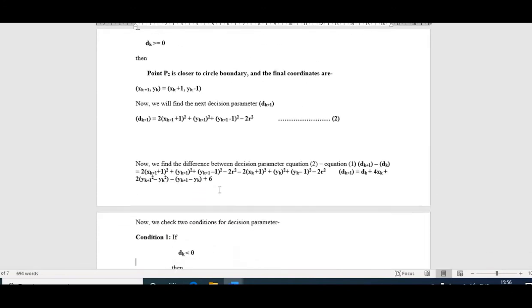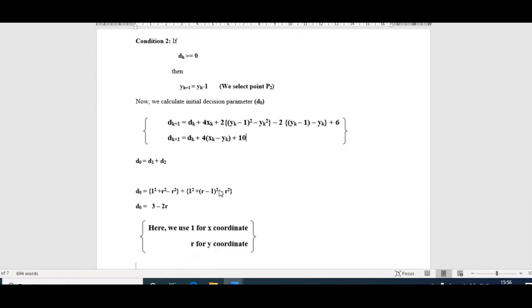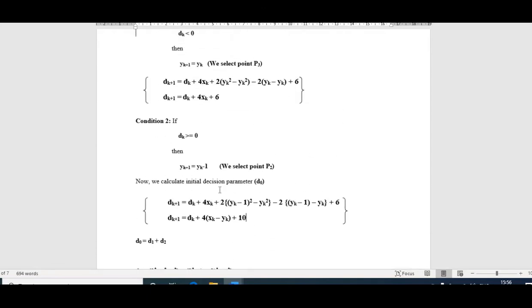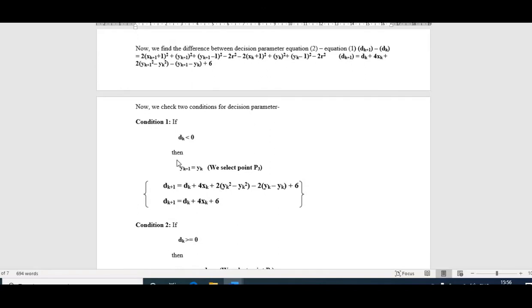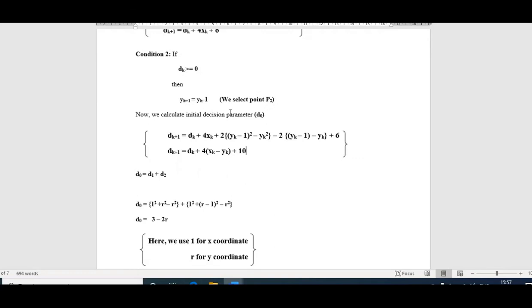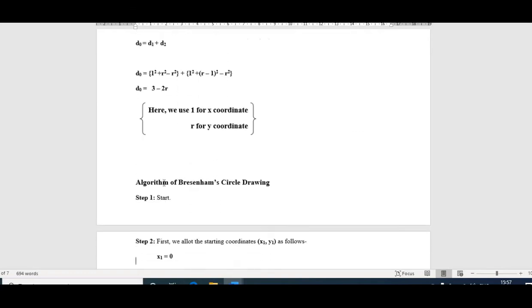So after simplification of this equation, we get two conditions. If dk is less than 0, then yk plus 1 is equal to yk. If dk is greater than 0, then yk plus 1 is equal to yk minus 1. This d0 is the d1 plus d2.